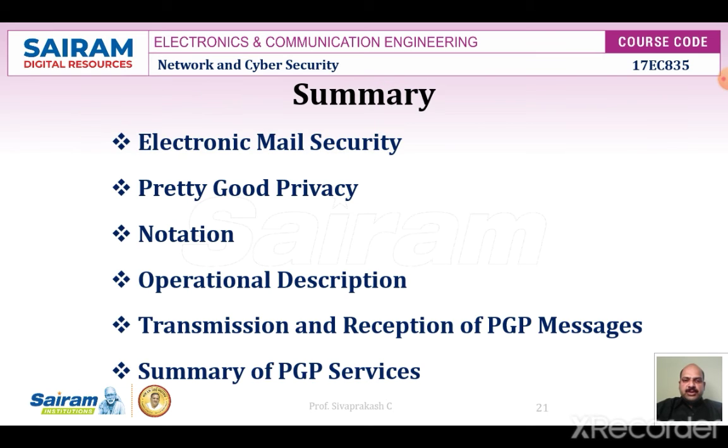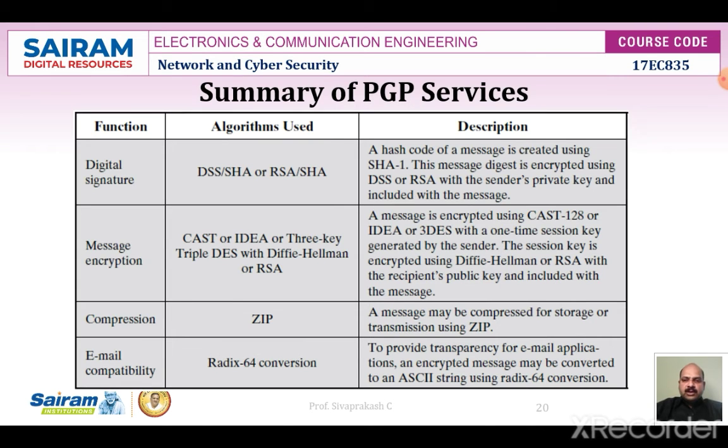So the summary of PGP: here we have come across different functions. One is digital signature, where the algorithm is DSS or SHA, as well as RSA or SHA. A hash code is created from the message, or else this message digest is encrypted using a DSS algorithm or an RSA algorithm with the sender's private key, and it includes the message.